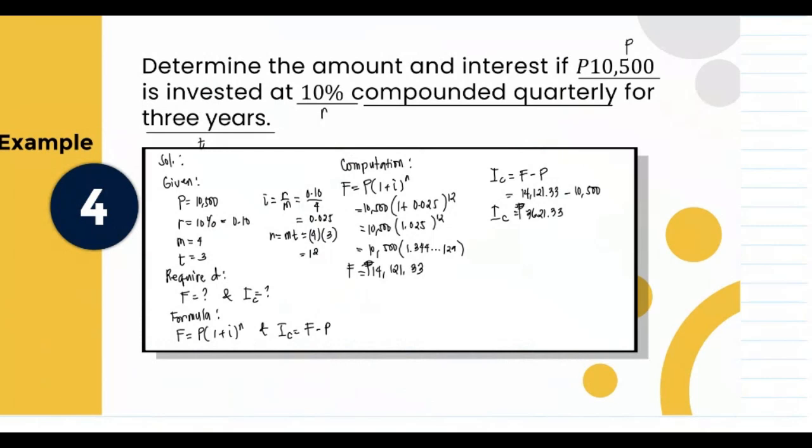3,621.33 pesos for the compound interest. So if you are going to answer the problem, you could just say the compound amount is 14,121.33 and the compound interest is 3,621.33. Okay? So ganun lang. Ganun lang tayo nagka-calculate sa compound amount tsaka compound interest.